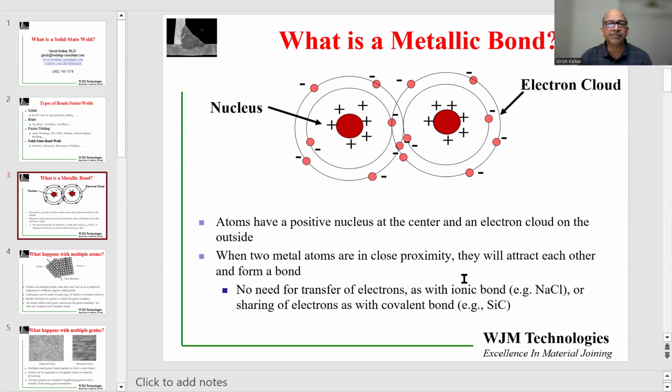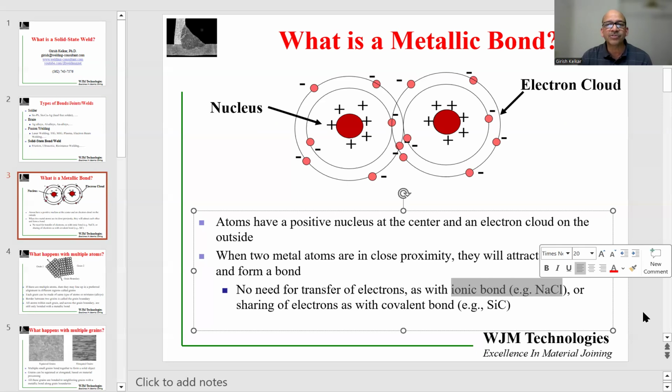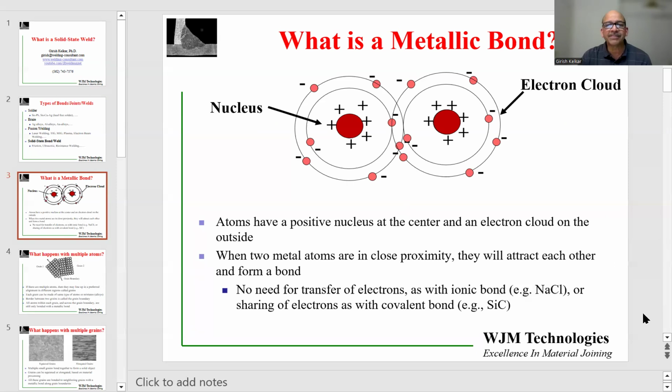Now, this bond is a bit different than the ionic bond that you might have heard about in sodium chloride. So salts have an ionic bond, which includes an exchange of electrons between the atoms, or a covalent bond, which is a directional bond between two neighboring atoms. But a metallic bond does not do any of that. All it depends on is attraction between the nuclei on one side and the electron cloud on the other. And this can be for multiple atoms. So if you add 3 or 4 atoms, they will all huddle together to form a glob.